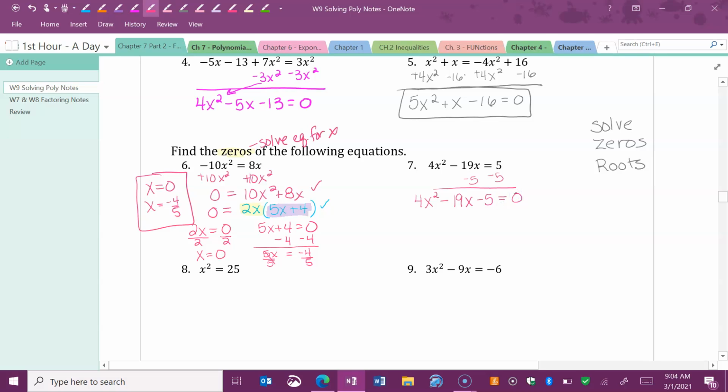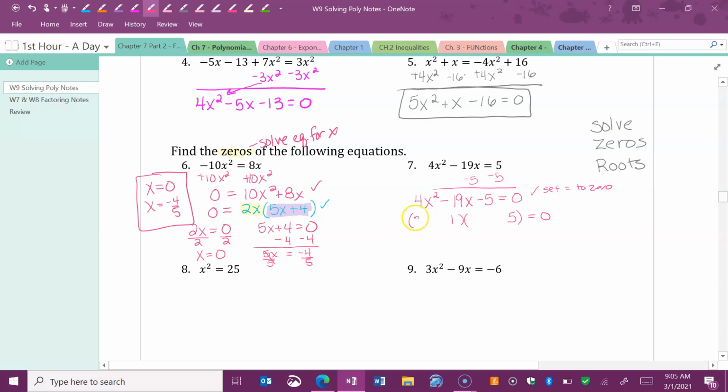Okay. I need to now factor this. Step 1 was set equal to 0, right? Set equal to 0. Step 2, factor. I do not have a greatest common factor. I cannot take an x out of all 3 terms. This 5 doesn't have an x, and none of those are divisible by anything. I then need to try and factor this. The tricky part here is I can have 4x and x, or I can have 2x and 2x, but I know that this has to be 1 and 5, okay?